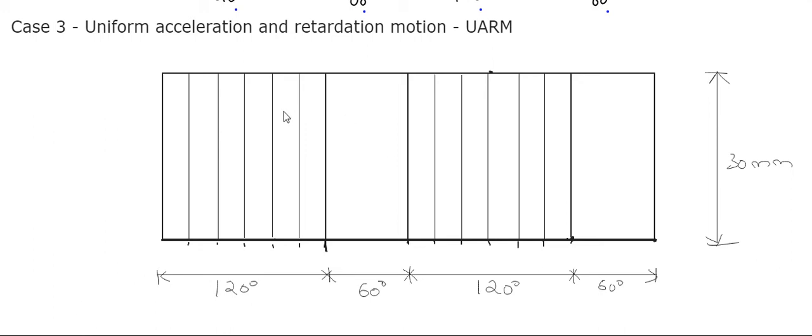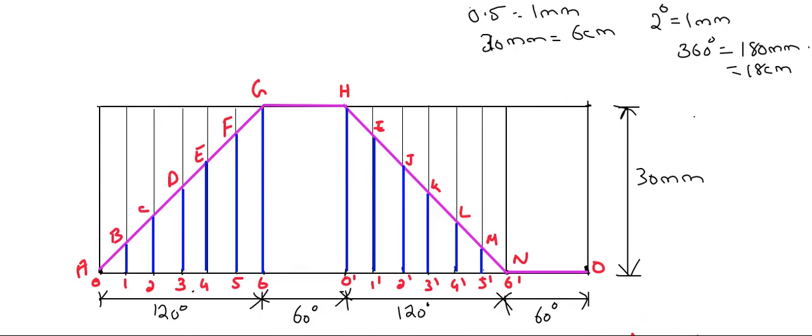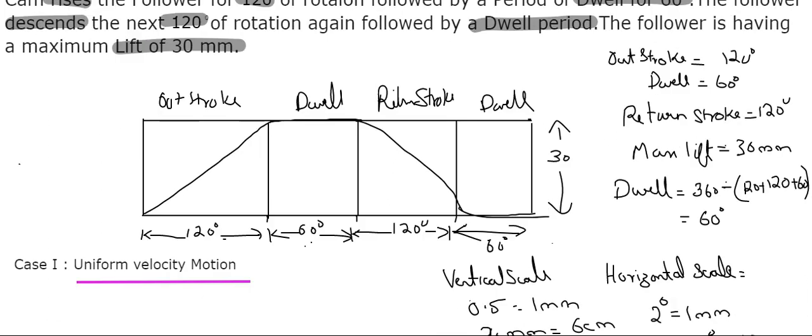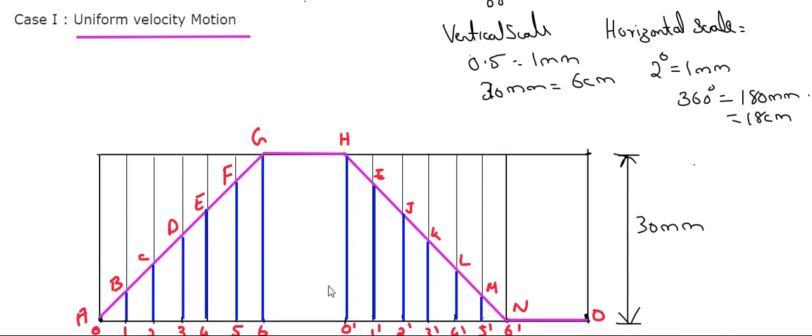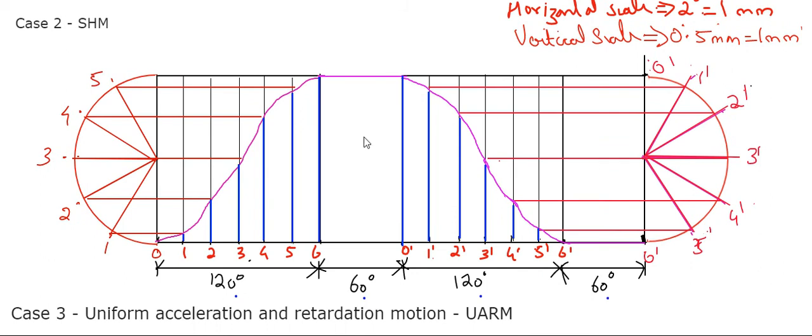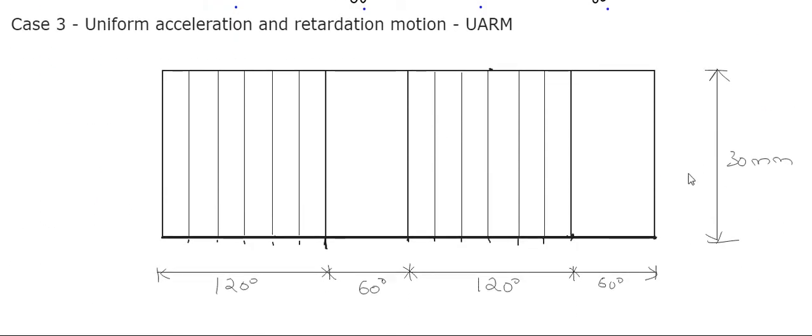Now let's see how to draw a displacement diagram for a uniform acceleration retardation motion, which we call UARA. We have earlier seen in the first session, with this set of data, how to draw the uniform velocity motion displacement diagram, then the simple harmonic motion displacement diagram using the semicircular method for return and outstroke. Now we will take the third case, that is uniform acceleration retardation motion.